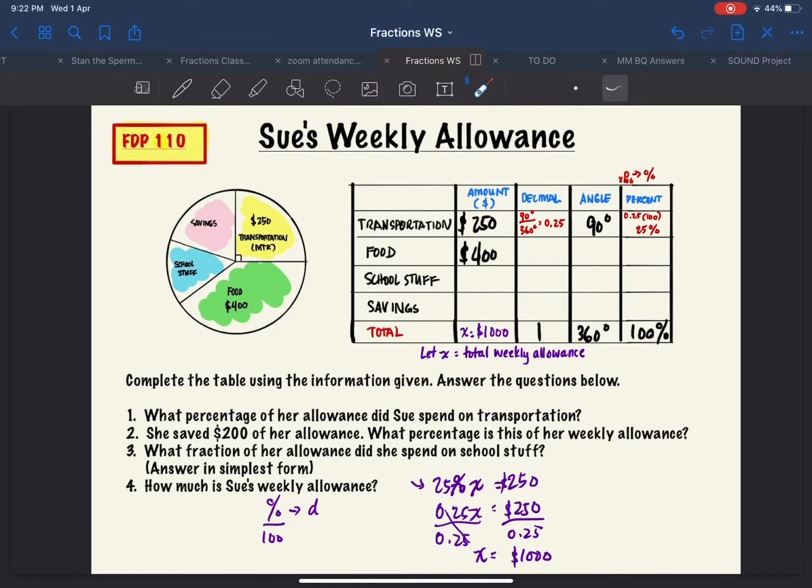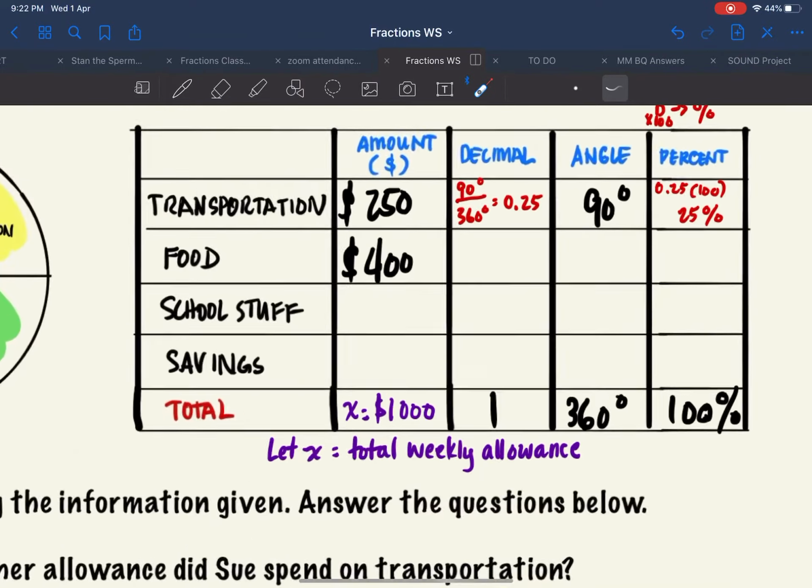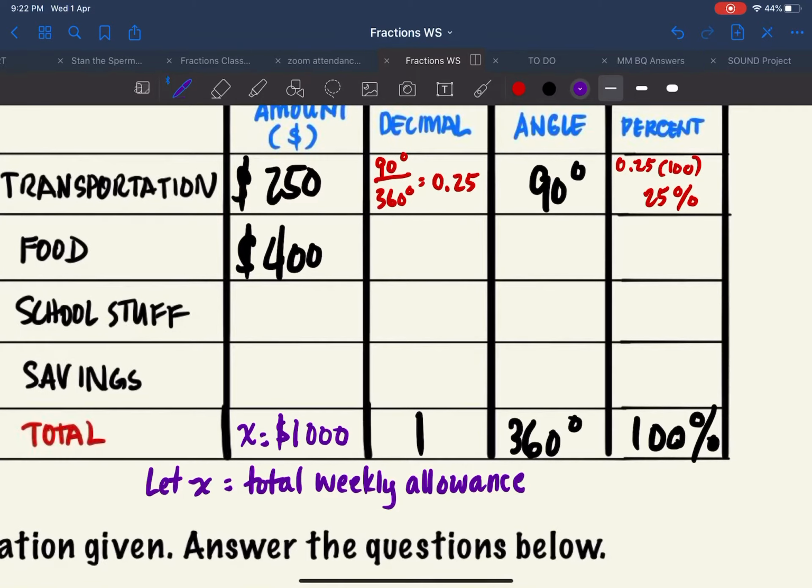Okay? So, since you know the total is $1,000, now we can make a fraction with food and find the decimal. Okay, so what do we do? Let me expand and let's use another color for that. Let's use green. So, the fraction will be $400 divided by $1,000 gives you 0.4. Okay? And that translates to 40%.